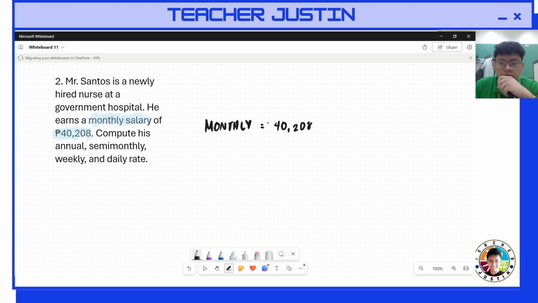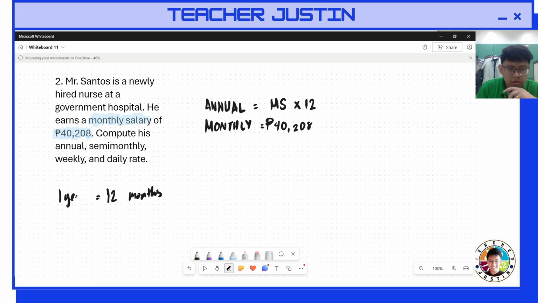Let's start first by computing his annual salary. It will be his monthly salary multiplied by 12, since 1 year equals 12 months. So we multiply this by 12. 40,208 times 12 will give us a total of 482,496 pesos. That's his annual salary.